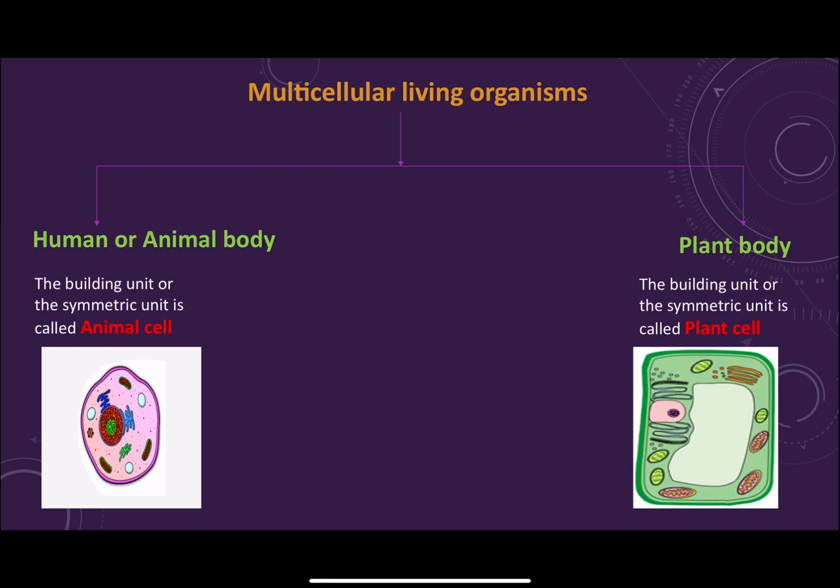In our last online session, we said that the multicellular living organisms are humans, animals, and plants. And we classified them into two types. The first one, the human or animal body, because it contains the same building unit, which is called the animal cell. And the second type, the plant body, because it contains a different building unit, which is called the plant cell.